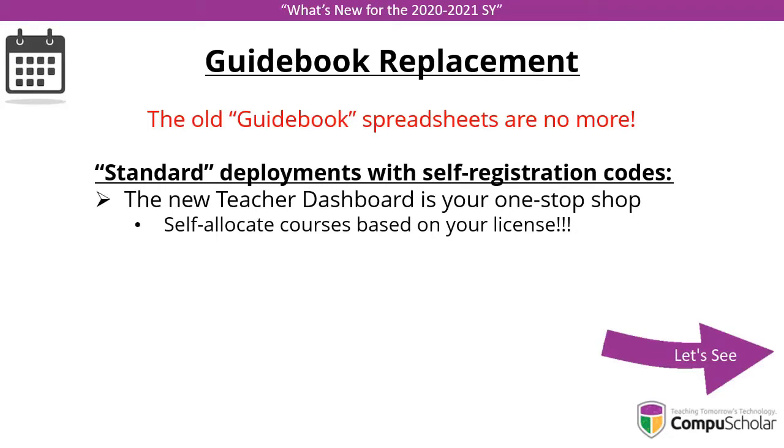So if you're using what we call a standard deployment with those self-registration codes, you'll actually be able to self-allocate your courses in your teacher dashboard based on the license. So you no longer have to update a spreadsheet and request from us and then wait around for those codes to be added. So you'll be able to do that yourself automatically.